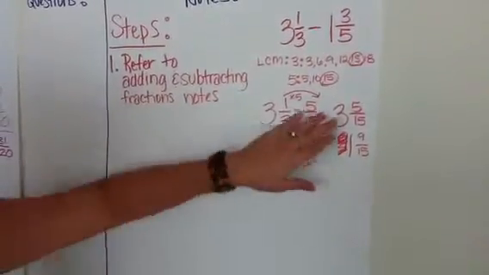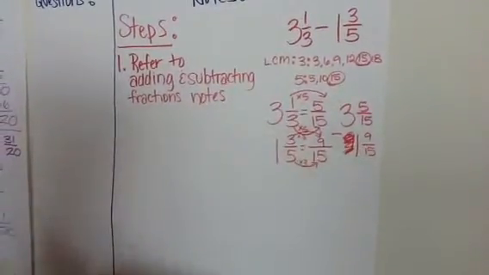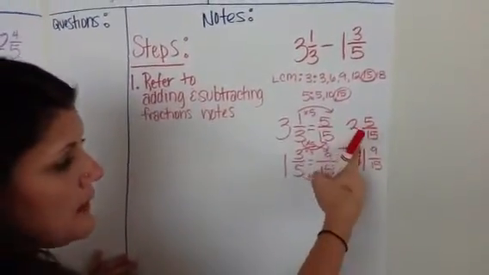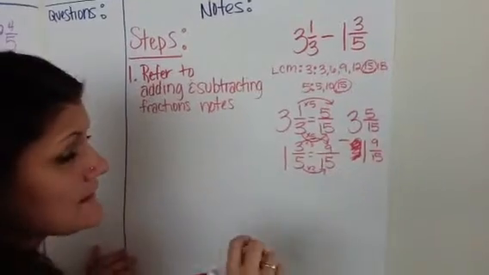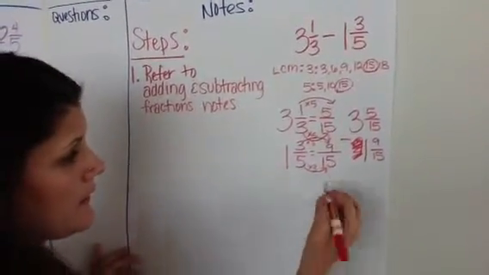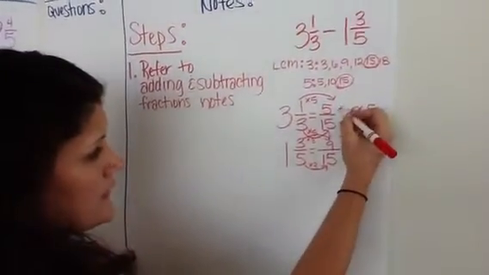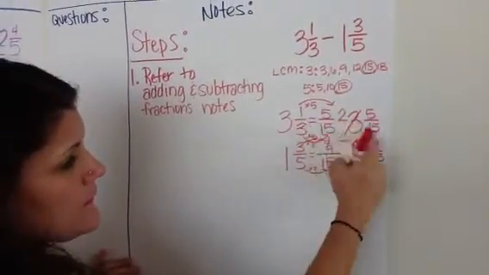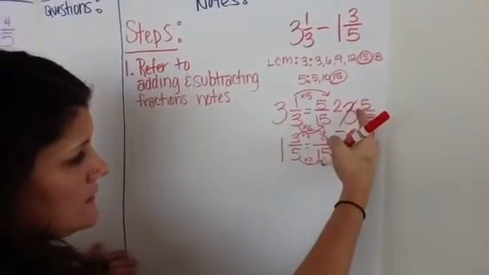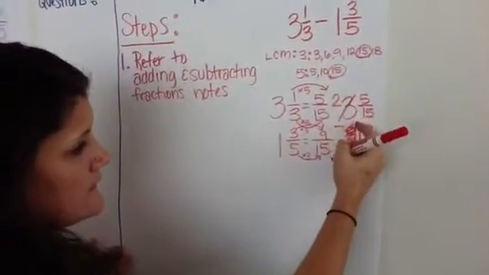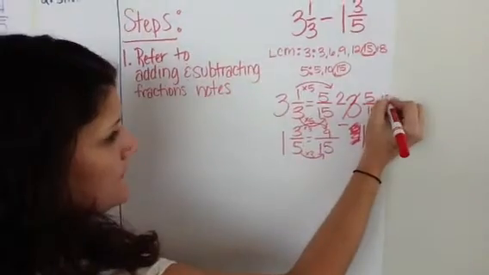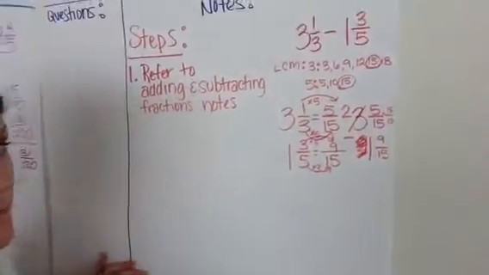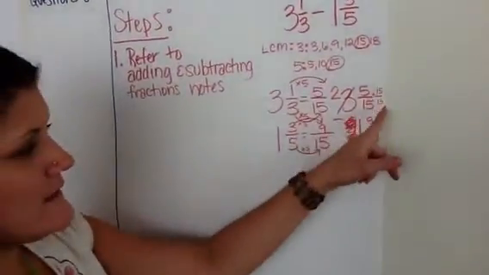Okay, so now we have a 5 minus 9, which is not what we see in subtraction. The top number is supposed to be bigger. So we're going to borrow from our whole number. It's a little bit different from regular borrowing. You're going to cross it out and change it to the next number. So now the 3 is a 2, but instead of just adding a 1 here, we're going to add 15/15, because 15 over 15 is equal to 1.